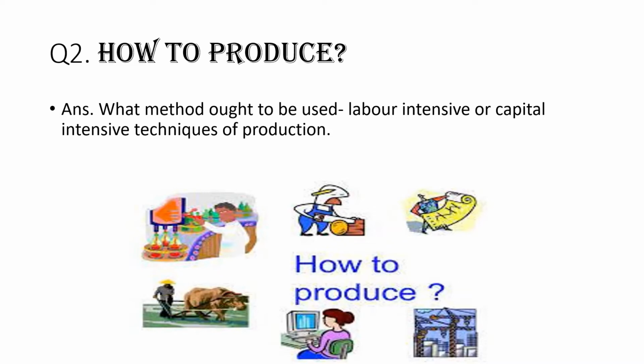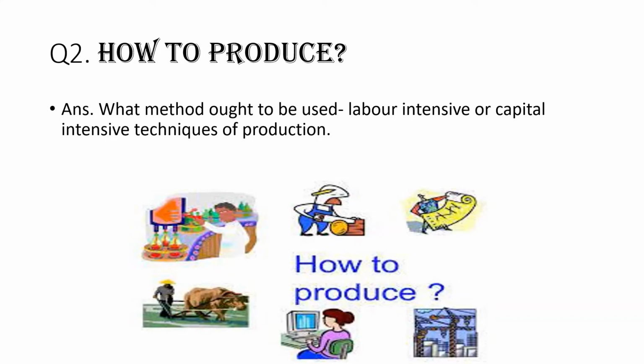The second question is how to produce. That is, how shall the selected goods be produced? This question implies which method of production is the most appropriate one for that particular economy. This is the problem of choice of technique. The production can happen using the following two techniques.